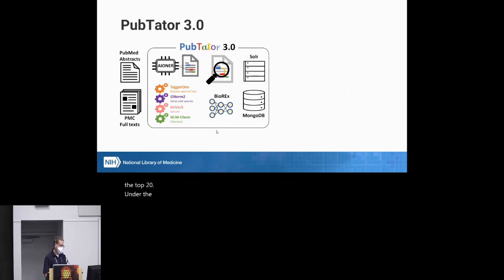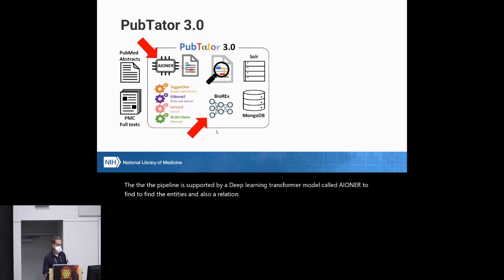Under the hood, the PubTator 3.0 pipeline is supported by a deep learning transformer model called AIONER to find the entities, and also a relation extraction engine that's also a deep learning transformer called BioREx, both of which were developed recently using computational resource support from ODSS.